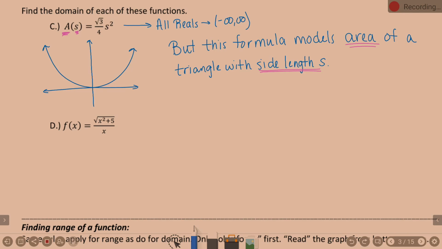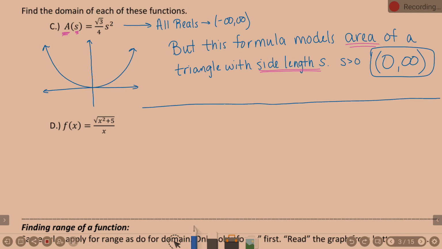My domain no longer starts with negative infinity. What's it start with? 0. 0 to infinity. Infinity uses parentheses. 0. Technically, can you have side length 0? No, because then we've got a triangle that doesn't exist. So we're going to use parentheses, or in other words, s greater than 0. Okay? That's an example of a catch.